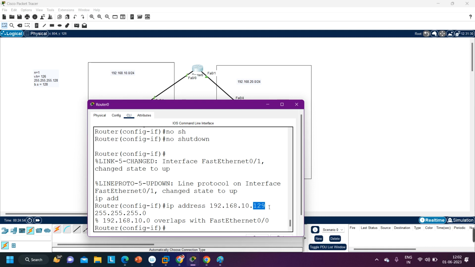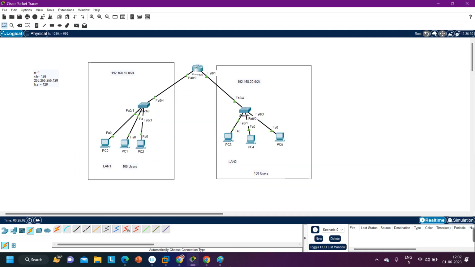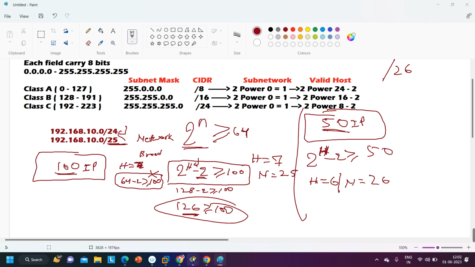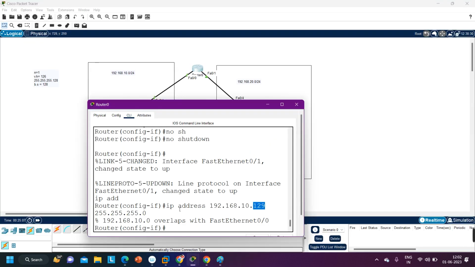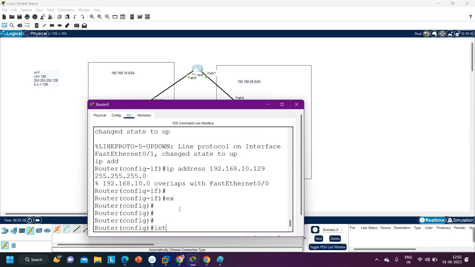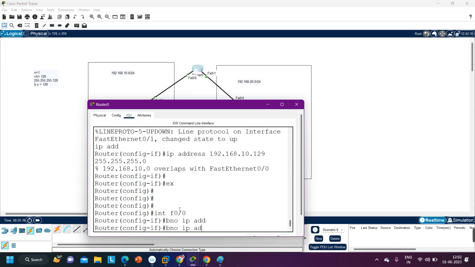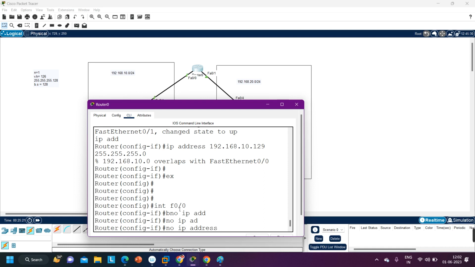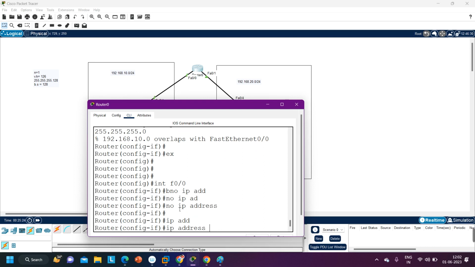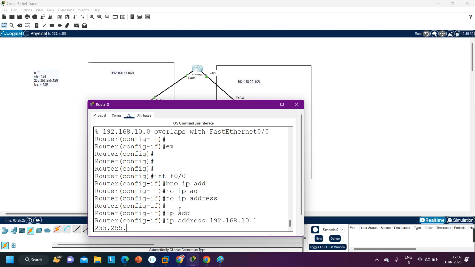But as you know, a router connects multiple networks. So here what we can do is remove the IP address from interface f0/0, say no IP address, and instead of configuring the IP address with /24, I can configure the IP address with /25. Say IP address 192.168.10.1 and 255.255.255.128.